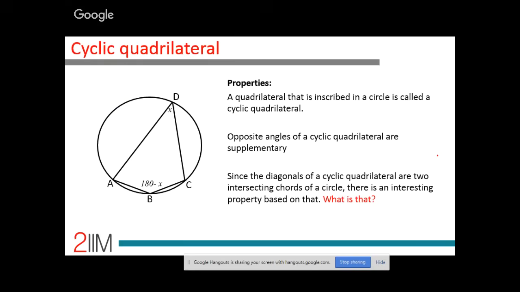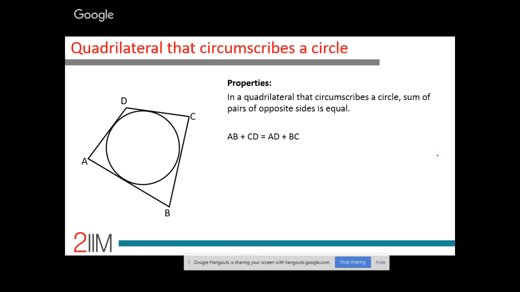A special case of a quadrilateral is a cyclic quadrilateral. Opposite angles of a cyclic quadrilateral are supplementary. Then there is a quadrilateral that circumscribes a circle, a quadrilateral that goes around a circle. In this type of quadrilateral, the sums of pairs of opposite sides are equal: AB plus CD equals AD plus BC.